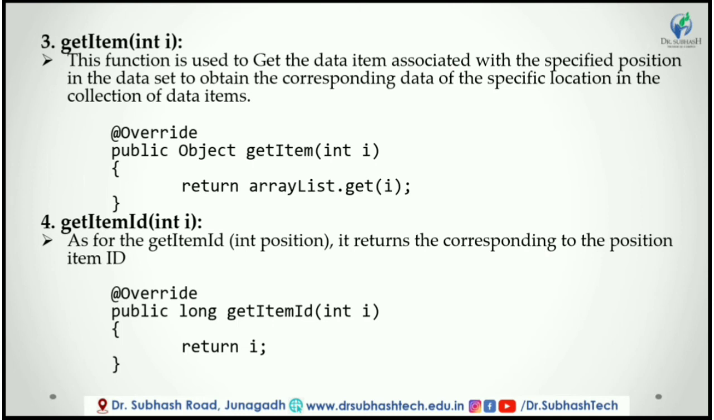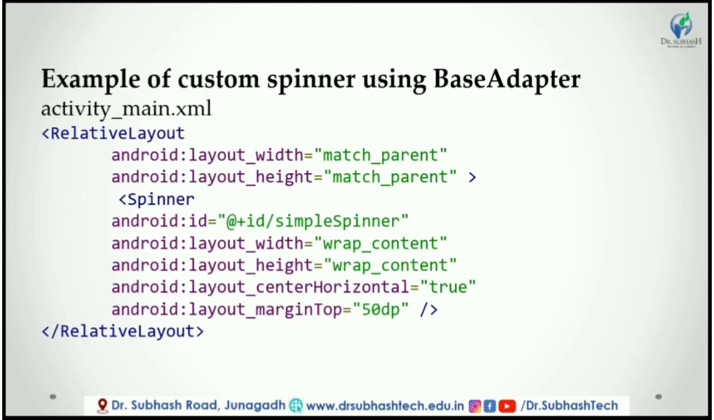And fourth function is getItemId. As for the getItemId, it returns the item ID corresponding to the position. The function returns a long value of item position to the adapter. Now we will create a custom spinner using base adapter.